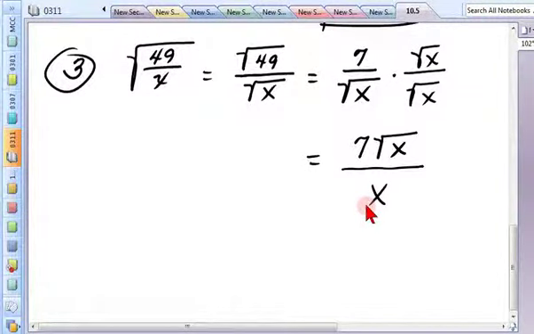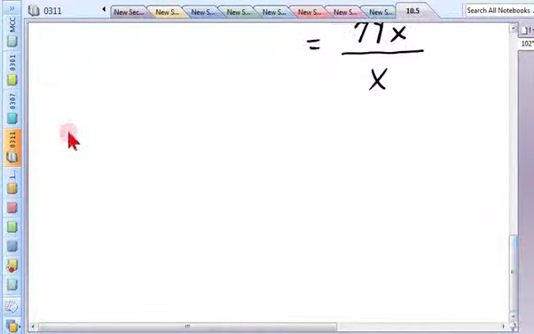You can't do anything with this problem, but you should look if you have rational numbers here to just see if you could do some reducing with those. And we haven't had a case where we could, but keep an eye on those. All right, number 4.